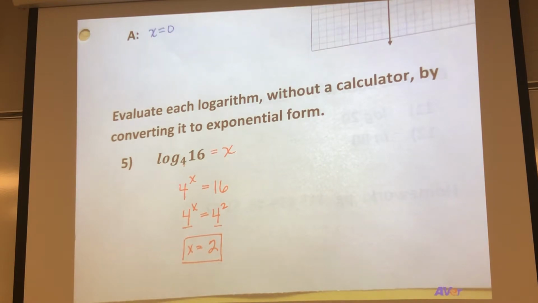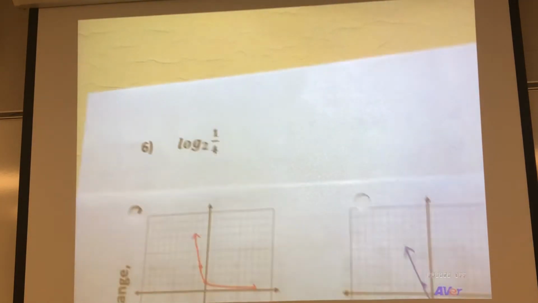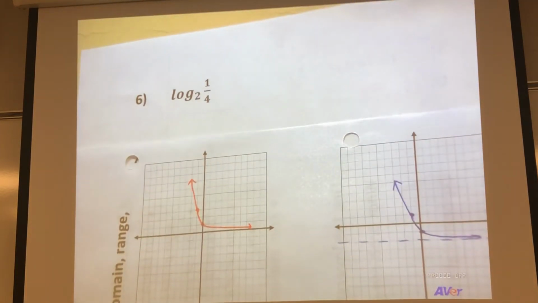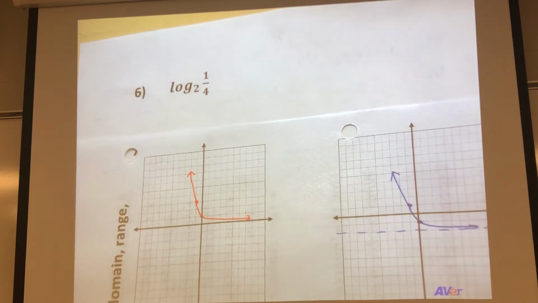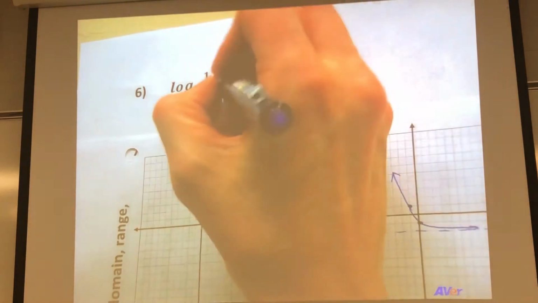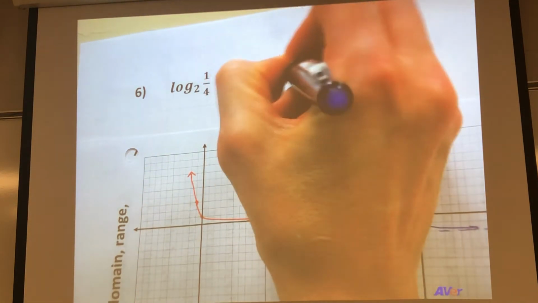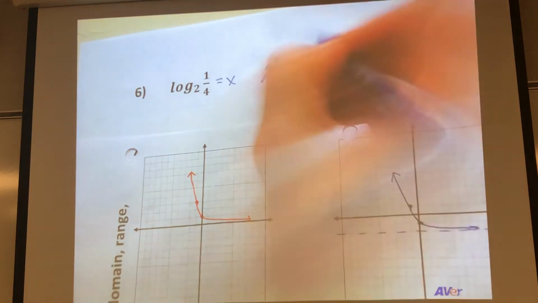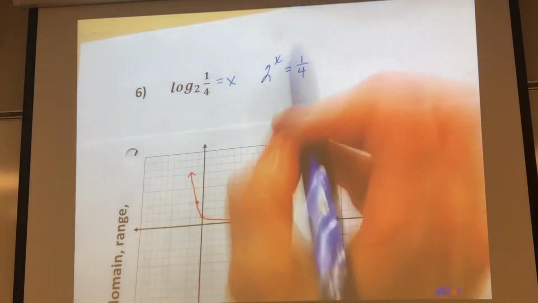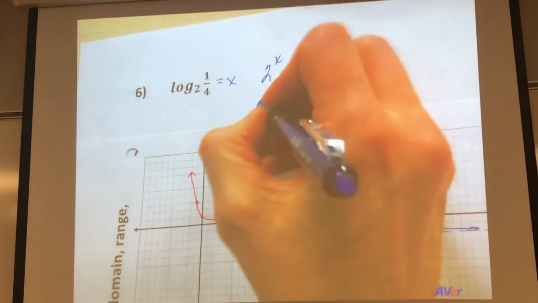Let's try some more of those, where we're going to start in log form, switch them to exponential, get our bases the same, and then our exponents will be equal. So we have log of 1/4 base 2. We're going to set it equal to x, take our base to the exponent equals 1/4, and we want to get our bases the same. So we want this 4 to be a 2.